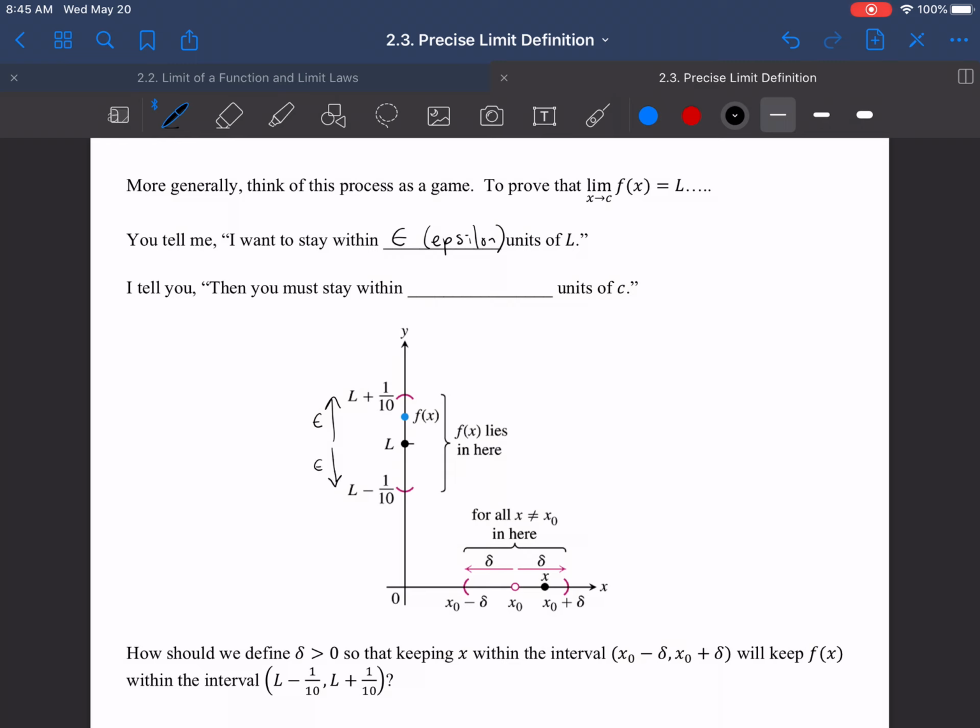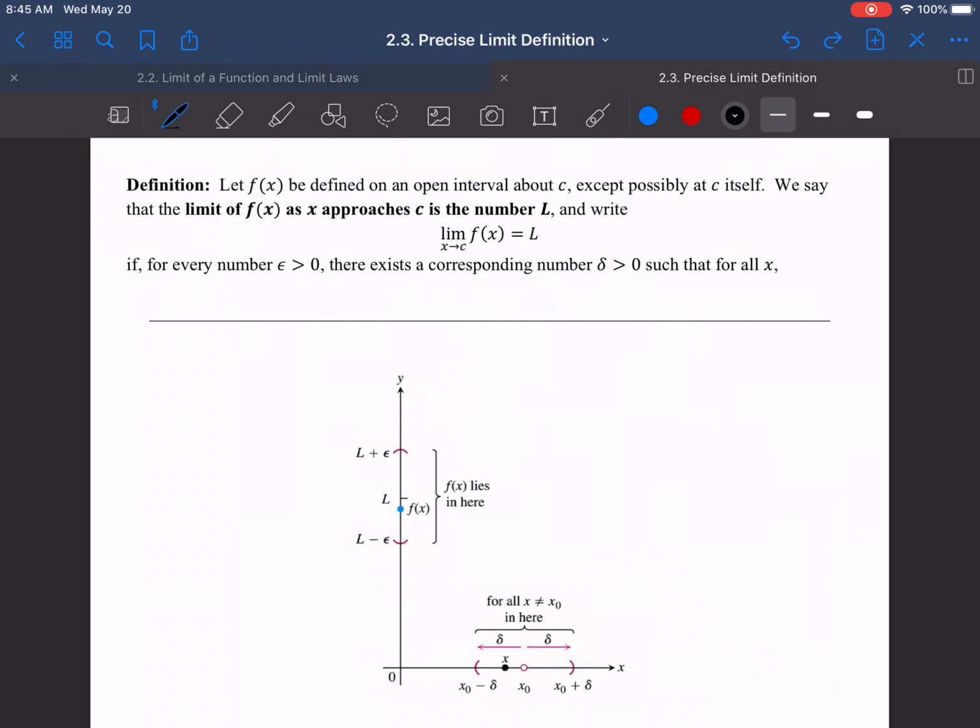We want to stay within epsilon of L, and then I'm going to tell you, you must stay within delta. That's another Greek letter, lowercase delta, units of c. And this is the delta down here. The delta, one way or the other. Actually, this is delta and this is delta, not the whole thing. Okay? So that's essentially what's going to happen, and that's what we're going to try and figure out how to do. So let's define this.